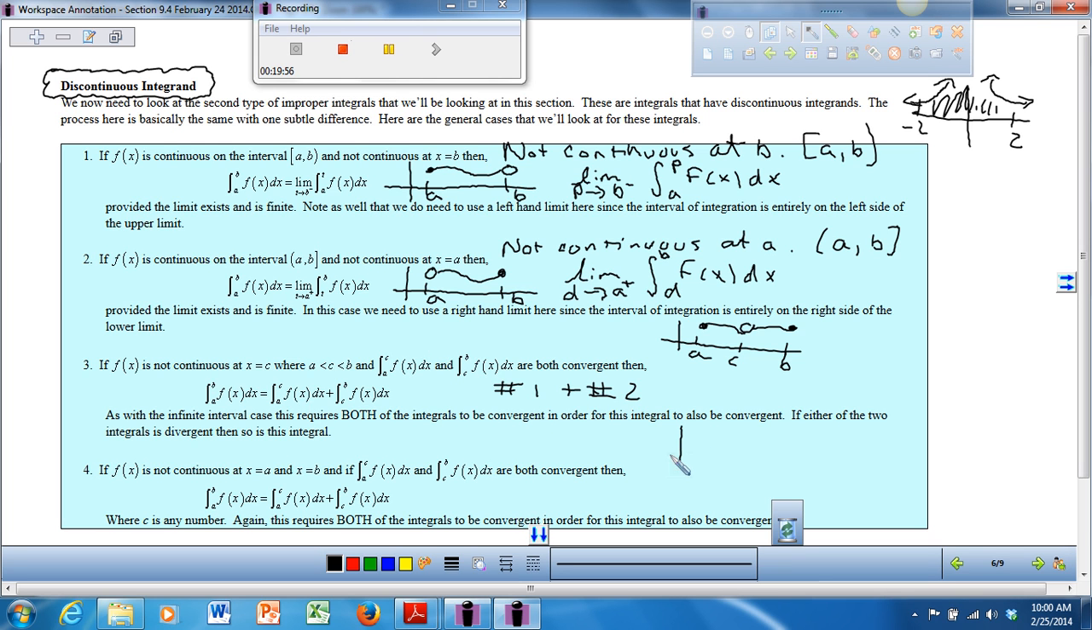The final one, we would do the same way, but this time we're undefined at our endpoint. So we still would set up a combination of number 1 and number 2 to evaluate that area under the curve. Okay? So the process is the same, it's just our limits are set up around different values.